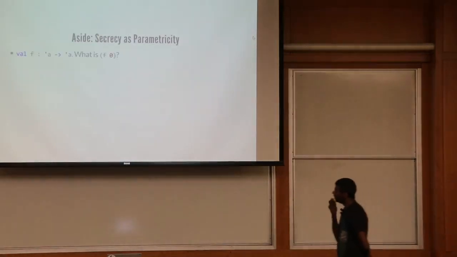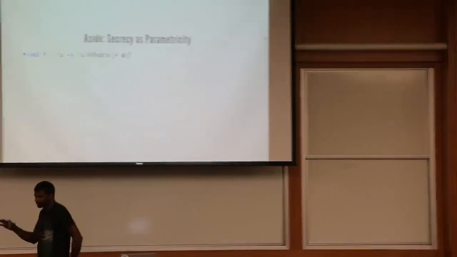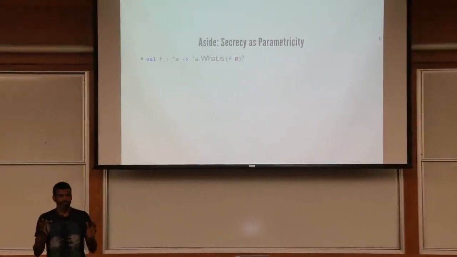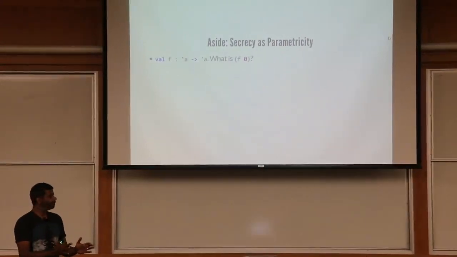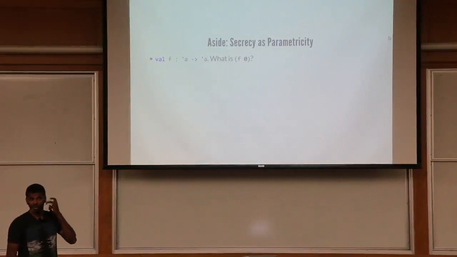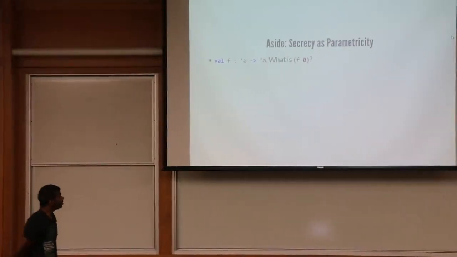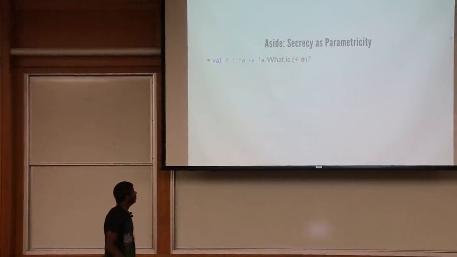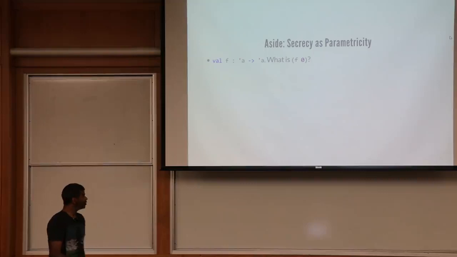Okay, so that, in a sense, was kind of one half of the story. I described how we're going to describe concrete and ideal versions of the program using this product construction, but I didn't say anything yet about how we do secrecy. And here's how we do secrecy. In F*, secrecy is expressed using parametricity. So let me ask you a question.